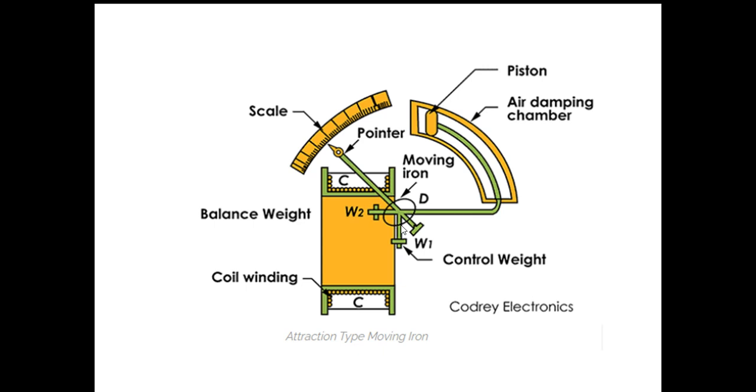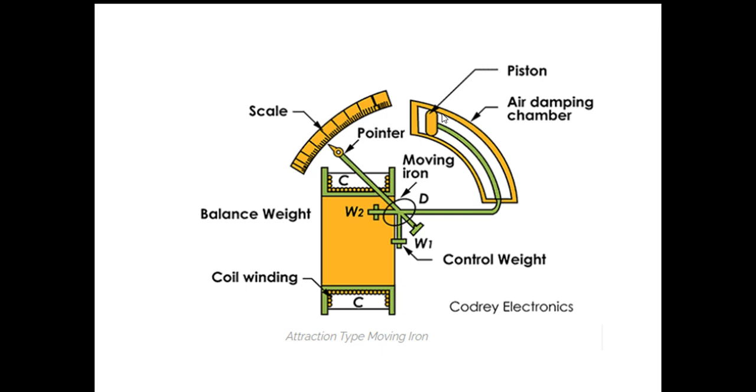Here the gravity control method is used. In recent days, for more accurate readings, we use the spring control method instead of the gravity control method. This is the air friction damping chamber. In this chamber, we use a piston, and the piston moves inside the chamber.